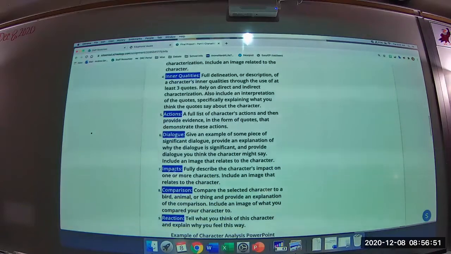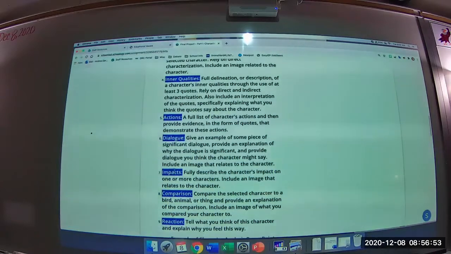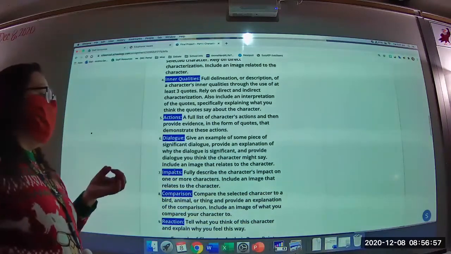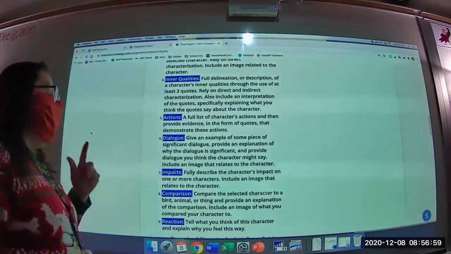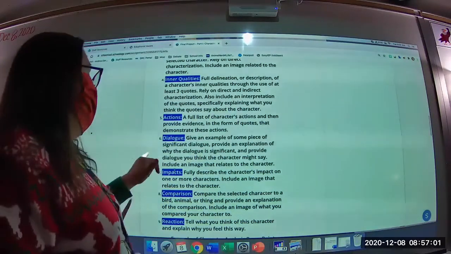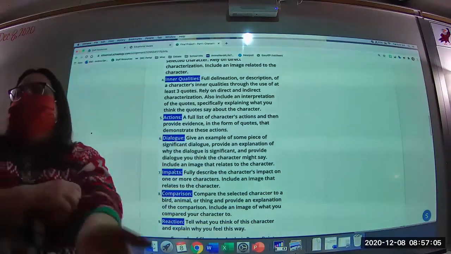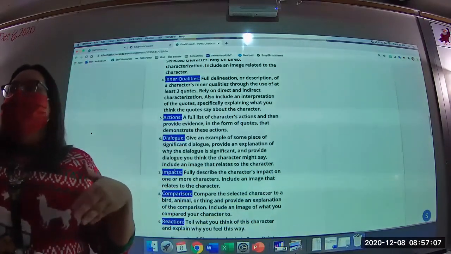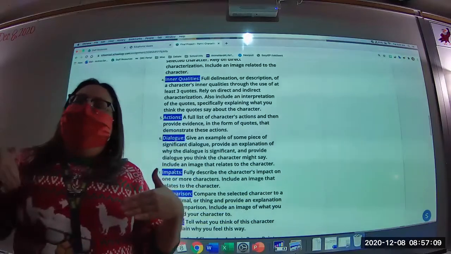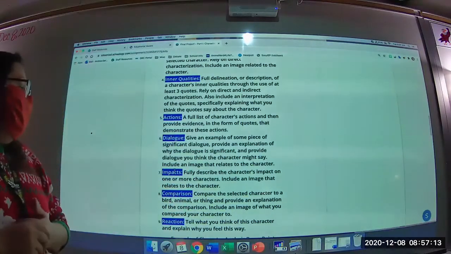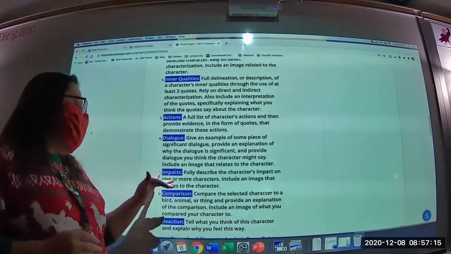Dialogue, what's dialogue? When they talk, when they're talking to each other. Give an example of some piece of significant dialogue. Provide an explanation of why the dialogue is significant, and then provide a dialogue that you think the character might say. So this is kind of having you think outside the box. From what you know about that character, what do you think they might say to that? Also include an image that's related to the character.